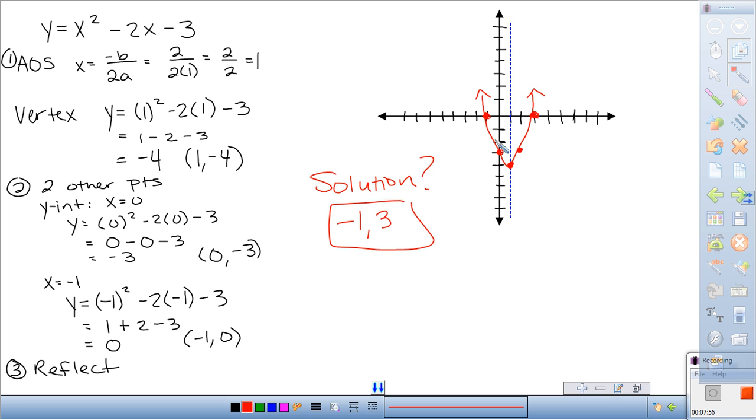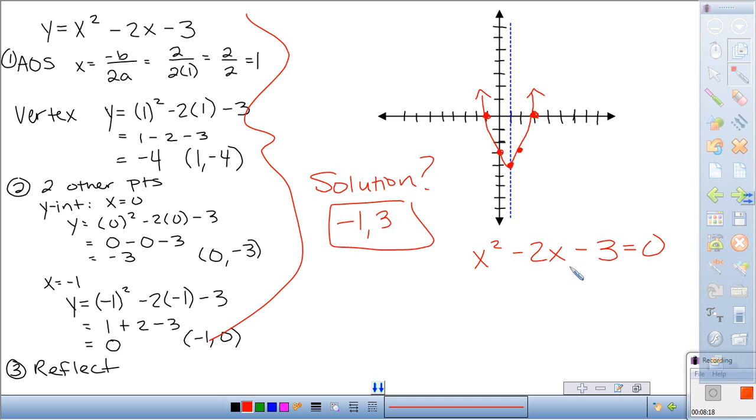But there's another way to find these solutions without having to go through this whole thing and graph your parabola, because there are several steps. This takes some time. So I don't know about you, but I want a quicker way, and there is a quicker way. The quicker way is to first factor it. So take your x squared minus 2x minus 3 equals 0 in this case.